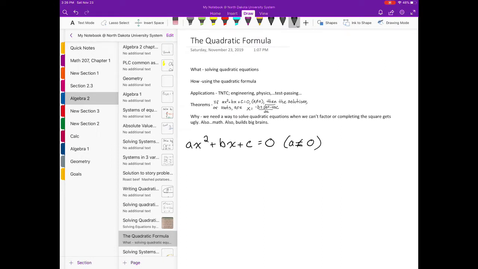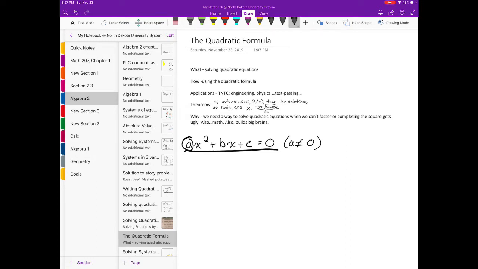So let's start by deriving the quadratic equation. Let's start with the standard form quadratic set equal to 0. And remember that a can't equal 0, because if a equals 0, then you have a 0 coefficient on your x squared term, which means you have no x squared term, which means you have no quadratic. A cannot be 0. Not that that ever comes up, frankly, but now you know.